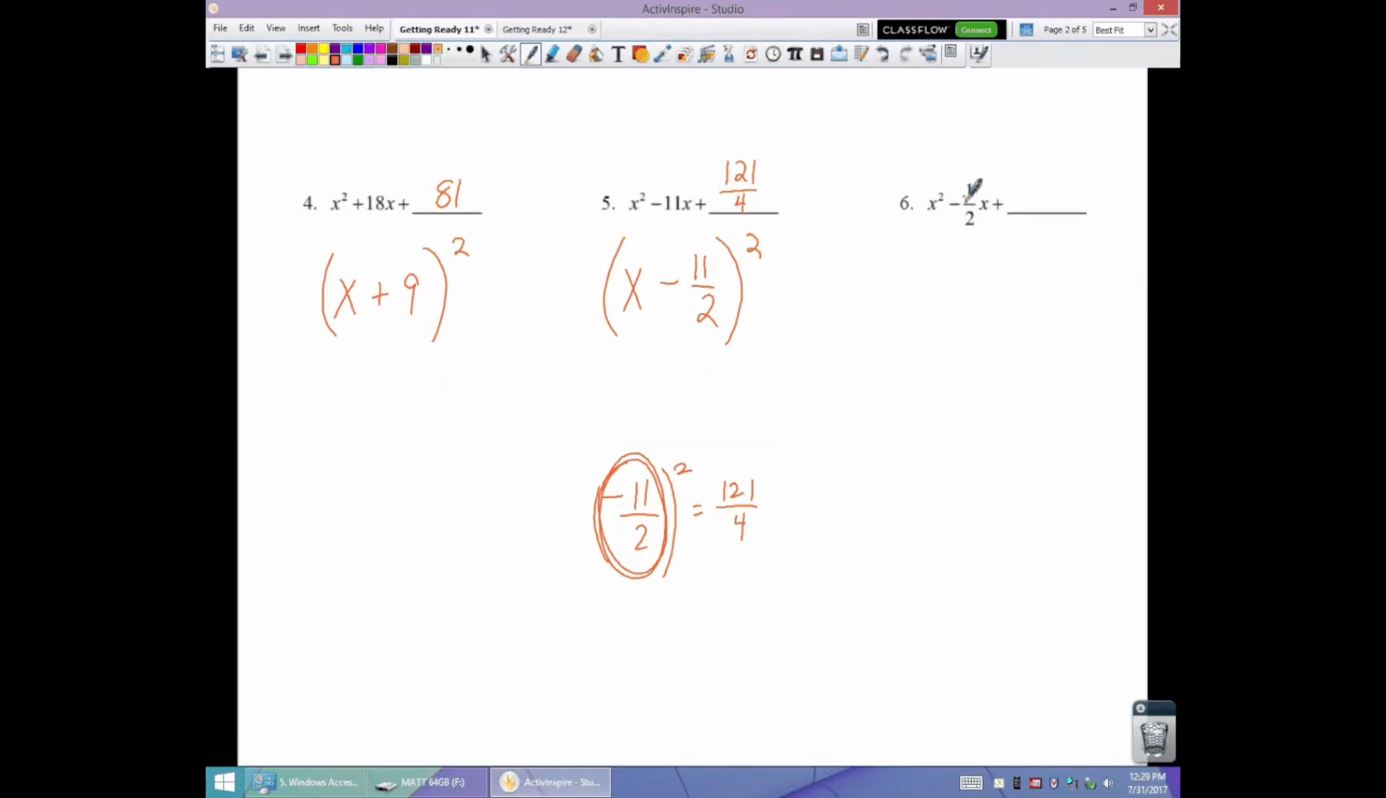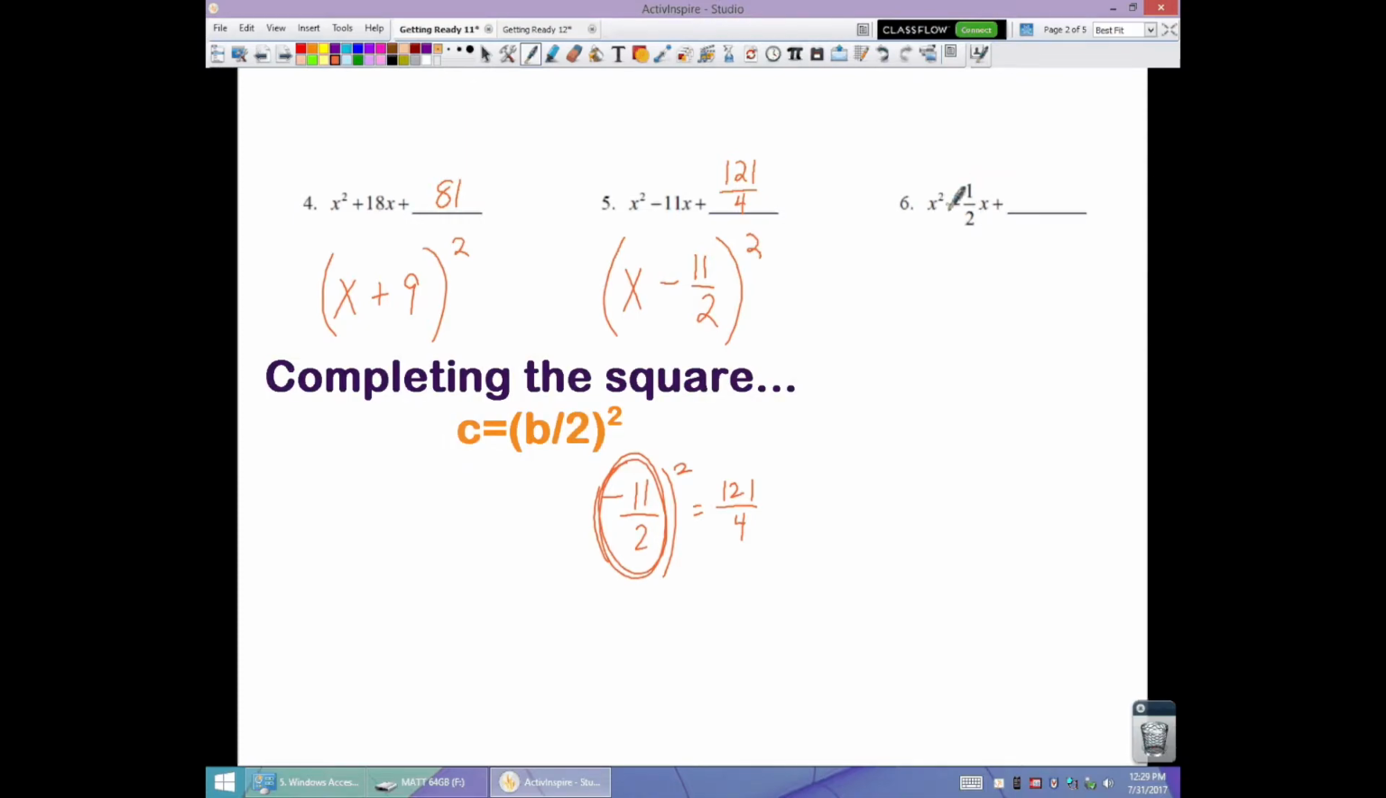All right, and number 6. Now this time we want to take half of -1/2. So -1/2 divided by 2. So remember, when we divide fractions, this is dividing by 2 over 1. So we're going to make that -1/2 times the reciprocal 1 over 2. So that's -1/4. So half of -1/2 is -1/4.